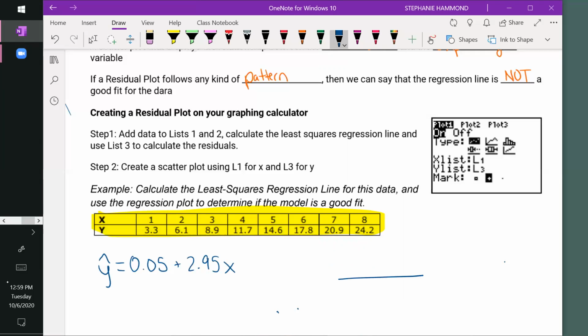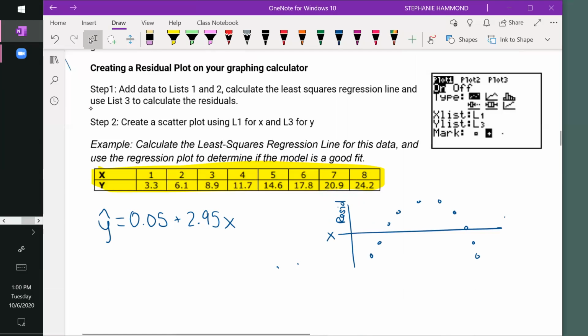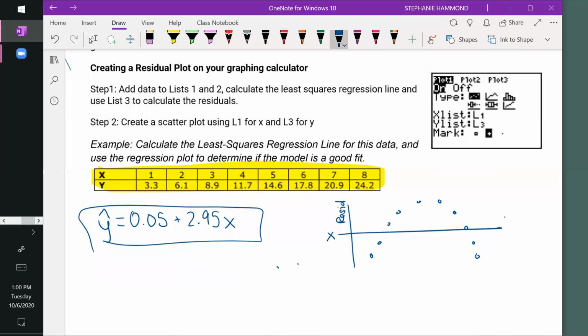Yep, there's X. Here's our residuals. And I don't even remember exactly what it looked like, but it definitely looked something like that, which follows a pattern. It follows a pretty distinct pattern. It follows a parabolic pattern, which means that this line of best fit over here is actually not a good fit. So I would say the residual plot appears to follow a pattern.